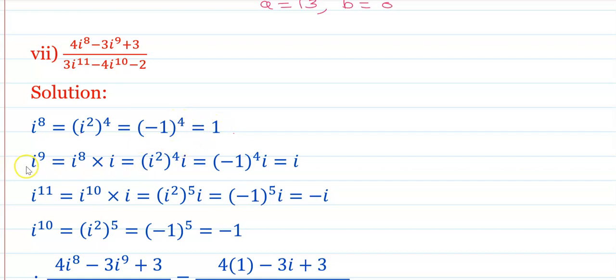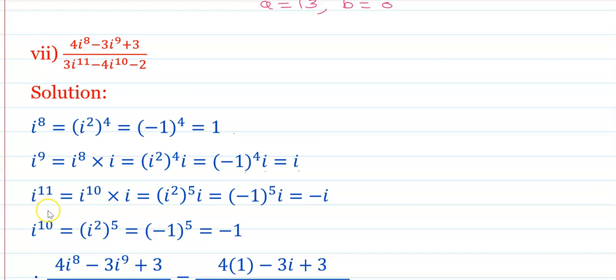I raised to 9, how will we write it? I raised to 8 into i. But what about i raised to 8? I square bracket raised to 4. I square means minus 1 raised to 4. Again, this is a plus. Plus 1 into i. Overall, you are getting i.